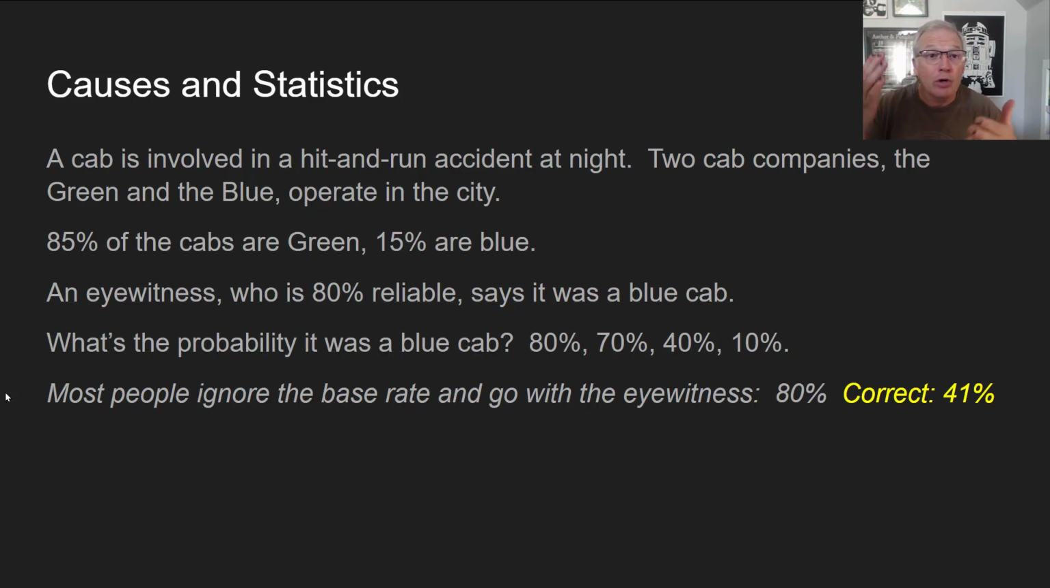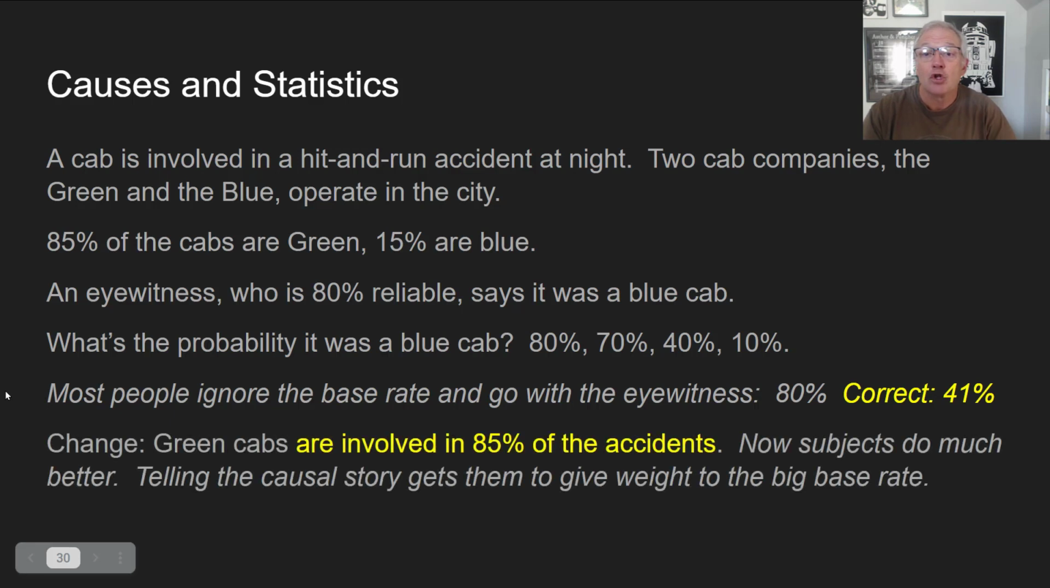When in fact, when you combine this 80% reliability from the eyewitness with the 15% base rate, that brings that number in between those two. So we get some number between 80 and 15, and that turns out to be 40 according to Bayes' theorem. And there's examples like this in our homework assignments. There's examples like this in our quizzes for the class, and I've talked about this example at the beginning of the course.